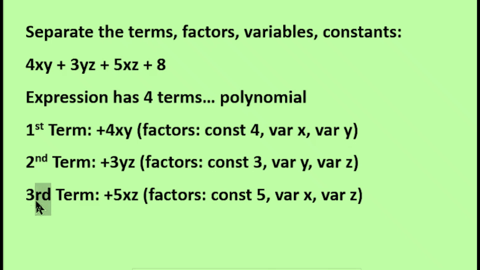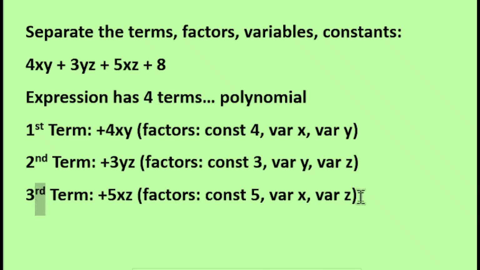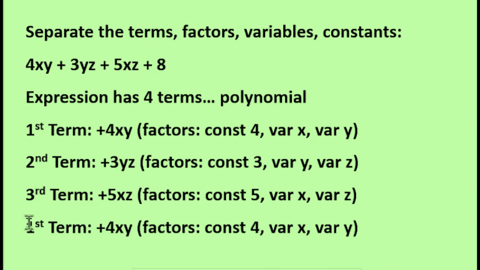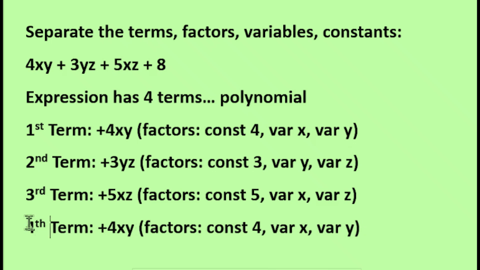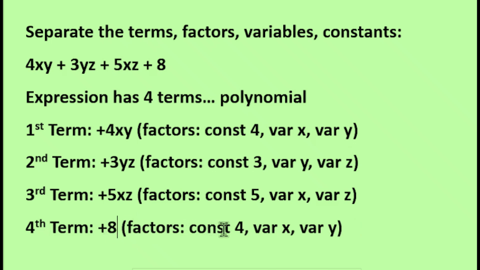Fourth term, that is the last term. That will only have one constant, that is 8. One constant, only one factor. Factor is only constant 8. Only one factor, constant 8, nothing else. No other variable. That's all.